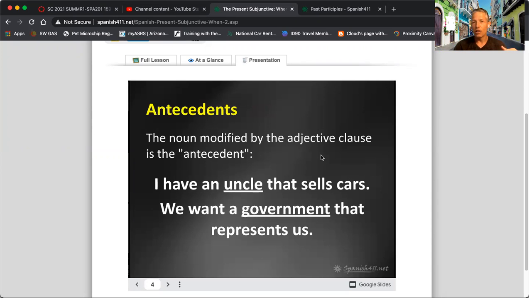So an adjective clause describes an antecedent. In other words, it describes something in the first part of the sentence. We want a government that represents us. What is our antecedent? It's government. That's what we're describing. What is the description of the government? What does it do? It represents us. So represents us is the adjective clause that describes your antecedent, government. You guys with me on this so far?